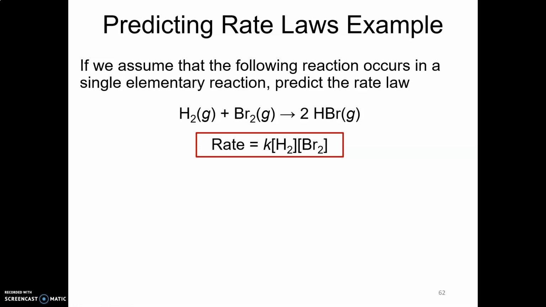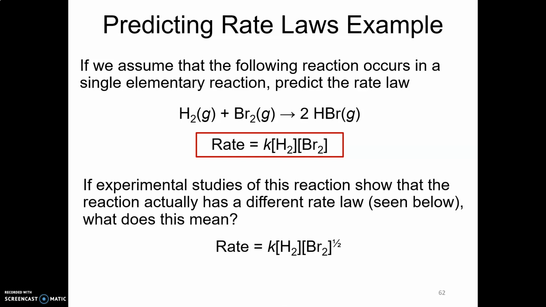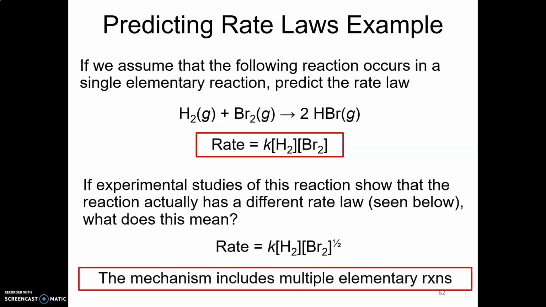So now let's assume we went in the lab and we actually ran our experiment and we determined the exponents, and hydrogen was 1, but it turns out bromine wasn't 1. We get a half for bromine experimentally. What does that mean? Well, really the only thing you can say at this point is it ain't one step.